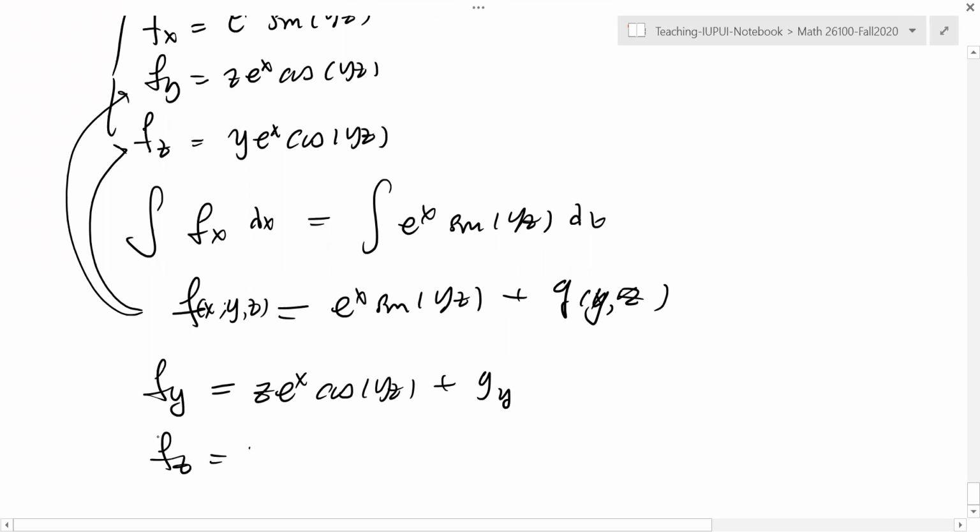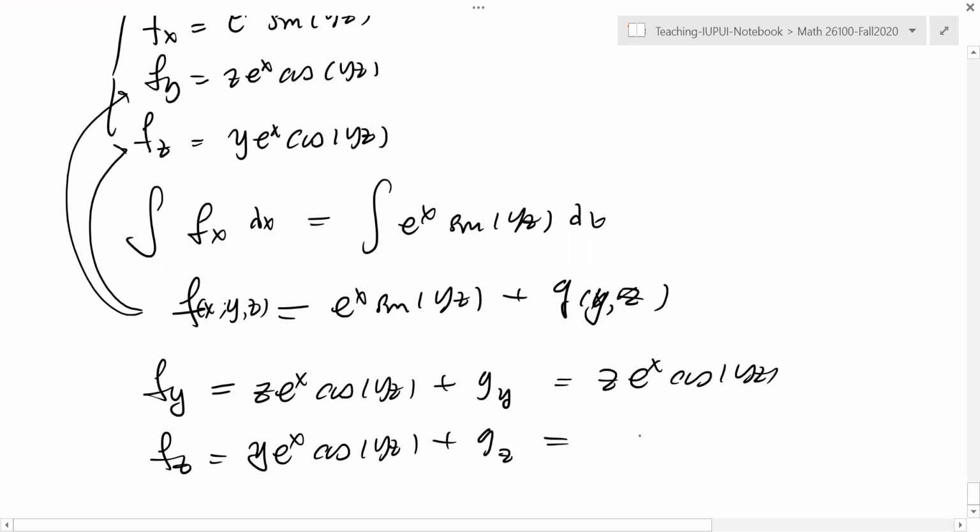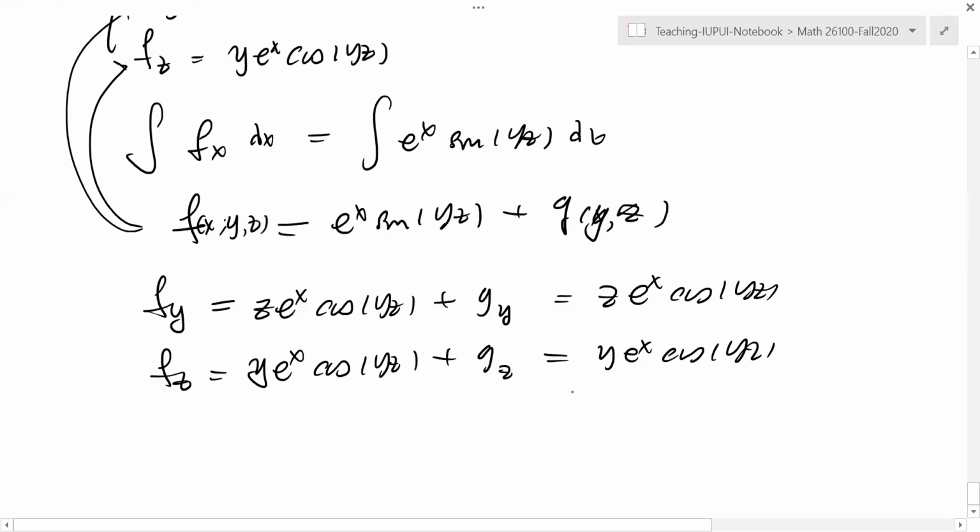And this will be y e to the x cosine yz plus gz. Okay. Now this should be e to the x cosine yz. This should be y e to the x cosine yz. Let's compare both sides. Good. So that means gy should be equal to 0. Gz also should be equal to 0. So that means g is going to be constant. It's k.